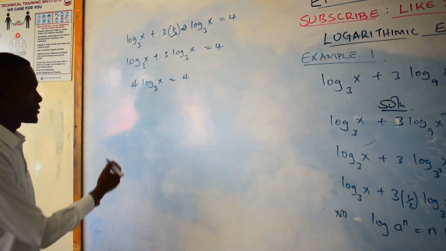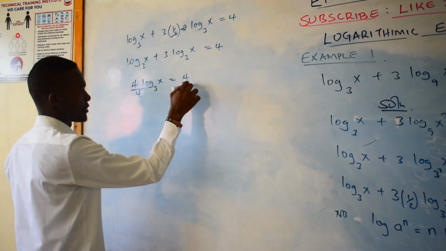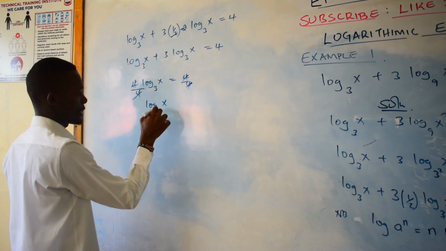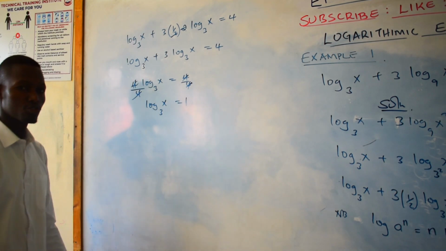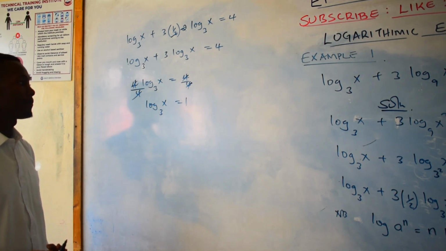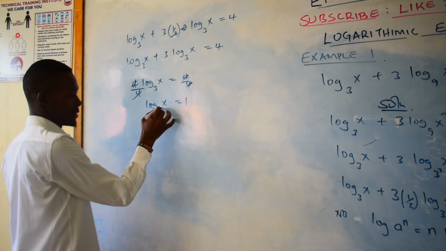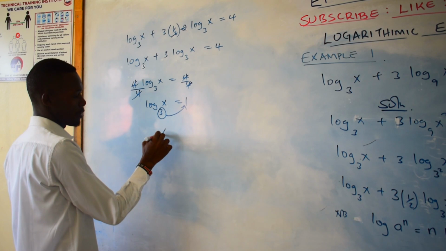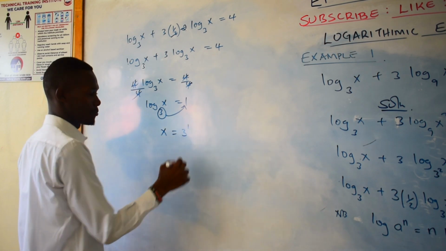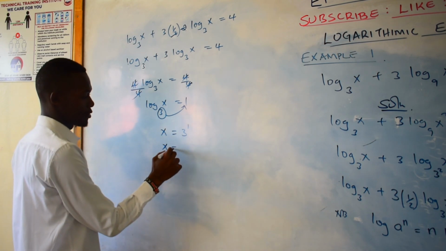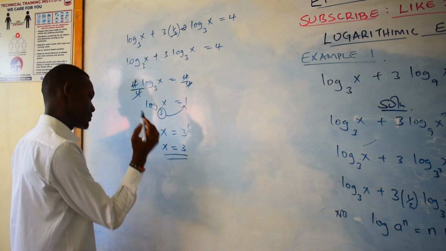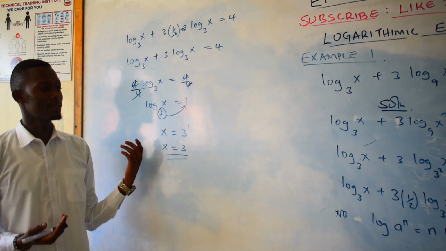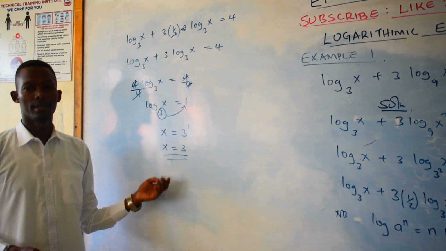Divide by 4 both sides. So we find log of x to base 3 equals 1. And what do we know about logarithms? That this base raised to this power gives you this number. So therefore our x will be 3 power 1. So our x will be 3. That is the simplest way you can handle that question.